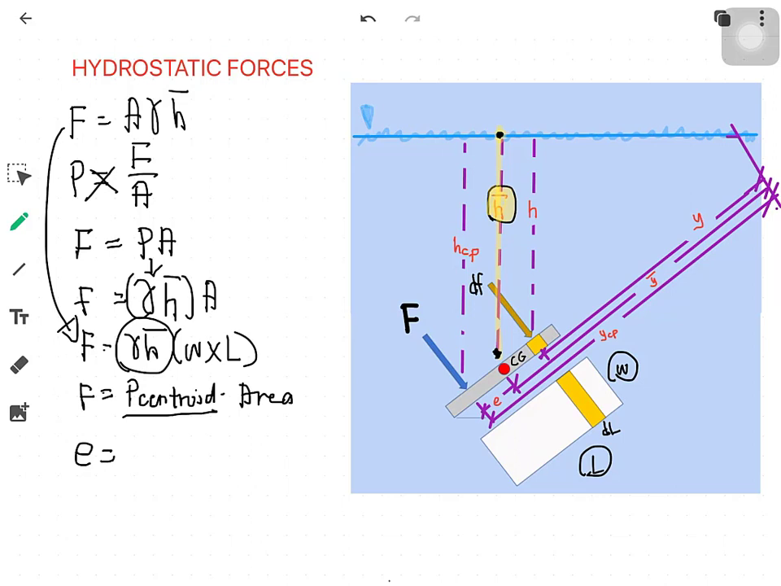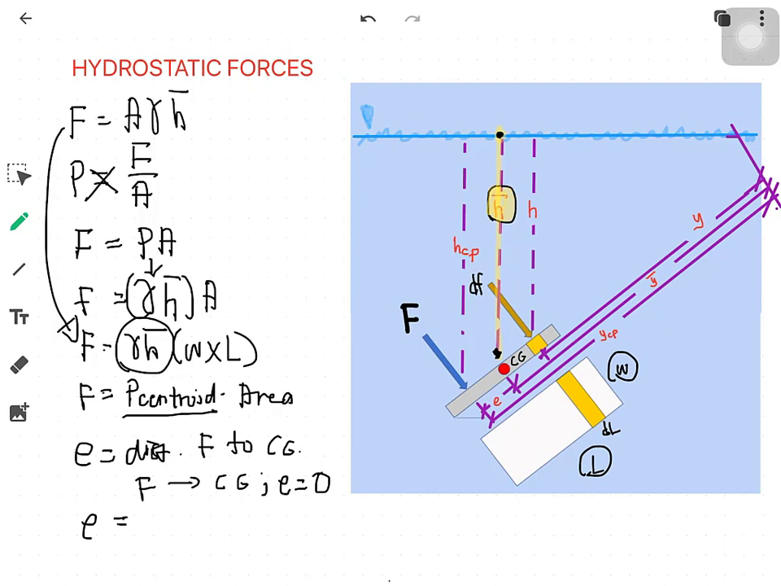Now, from the figure, we have the variable E. E is the eccentricity. It is the distance from the force F, or the point of application of the force, to the center of gravity. So meaning, if the force is applied to the center of gravity, the eccentricity is equal to 0.